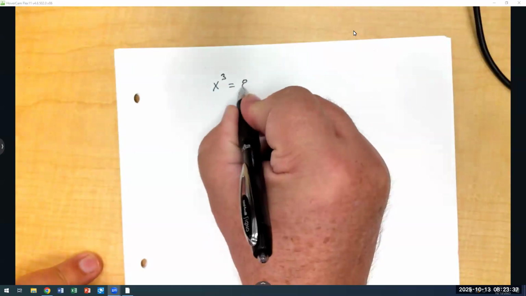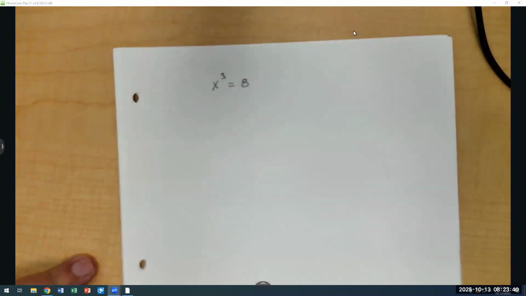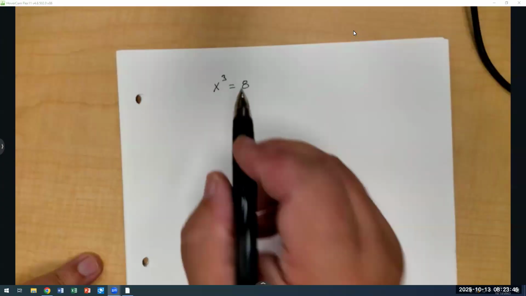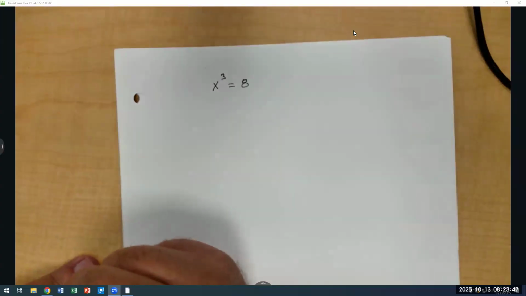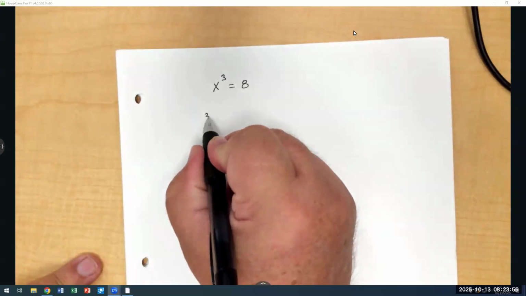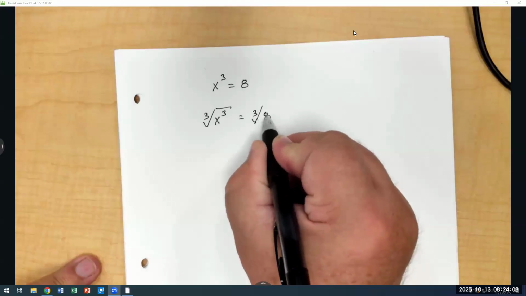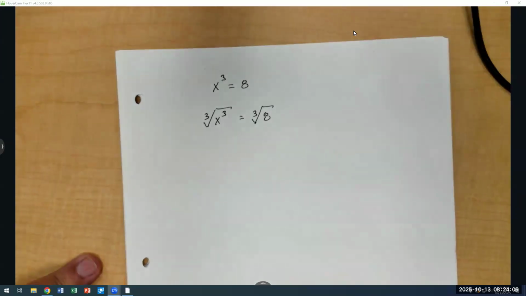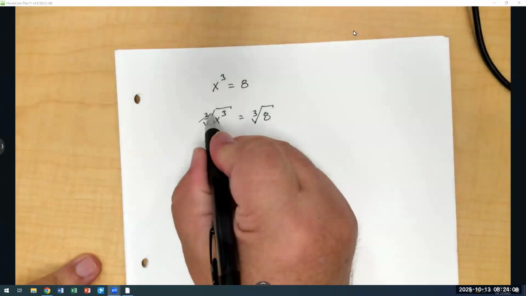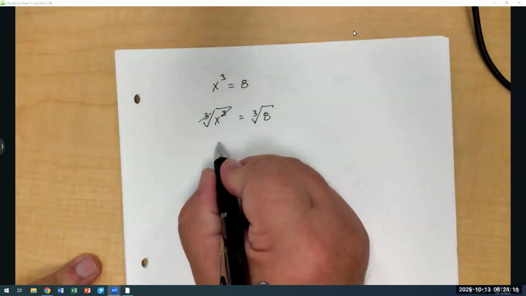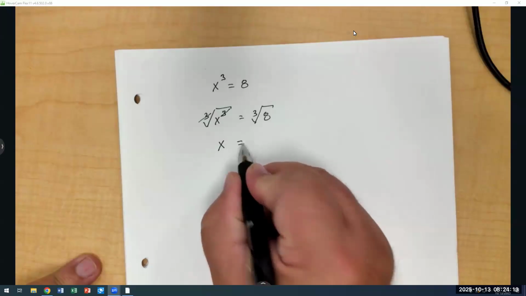X cubed equals 8. So how do I solve for X? Not square root. I can't use square root. I have to cube root it. I have to cube root both sides. So the root and the exponent cancel, leaving just X.